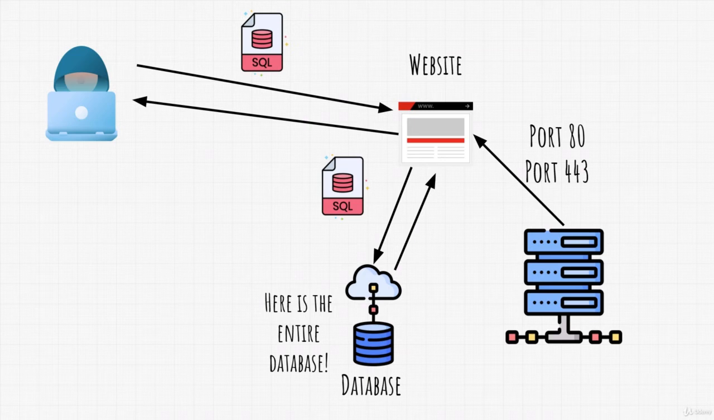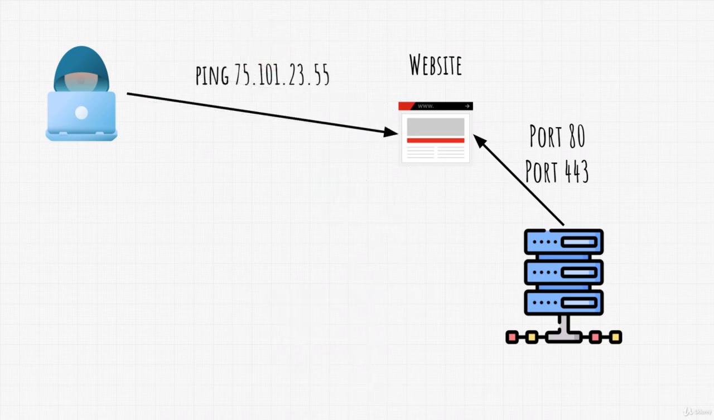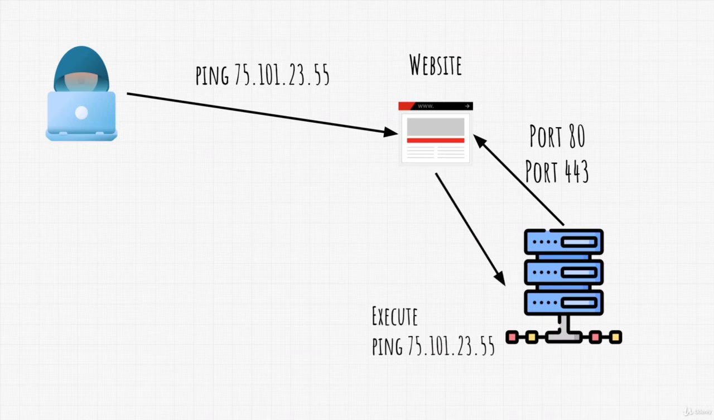Now, another type of the attack could be aimed at a server. And this would also be an attack through a user input field. Let's say, for example, we have a website that pings other websites. You input an IP address of a different website and our website will tell you whether that other website is up or offline. So we can type, for example, some random IP, let's say 75.101.23.55, and the next step is website pinging that IP to determine if it's online or offline.